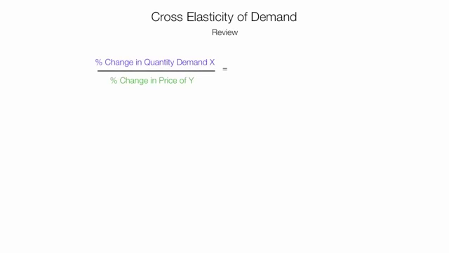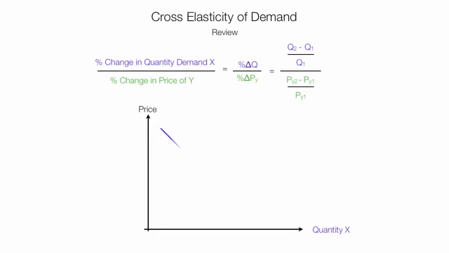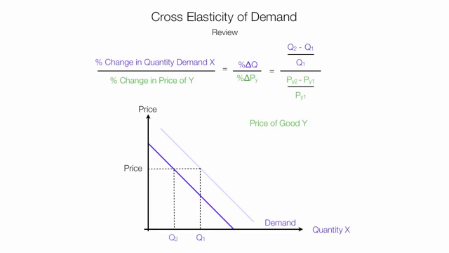So the equation is percent change in quantity demanded of X divided by the percent change in the price of Y. If I have individual demand, some price and some quantity, the price of good Y rises and demand goes down. This is an example of a complement good, where the goods are complements to each other, and the sign of that equation is negative.